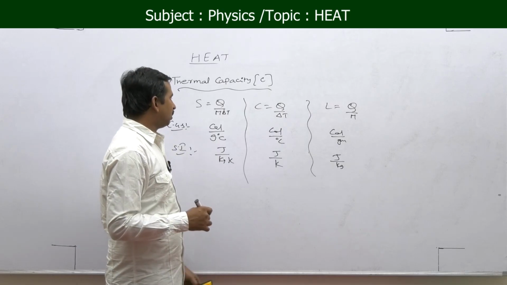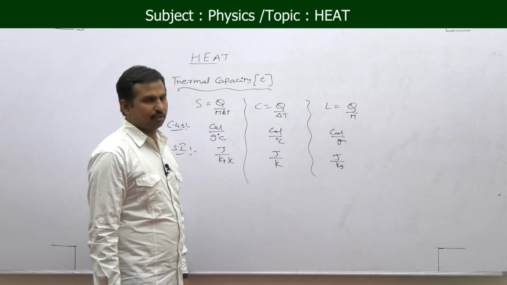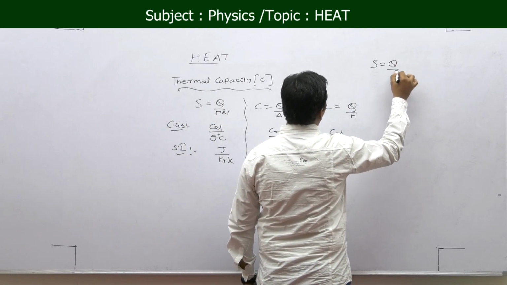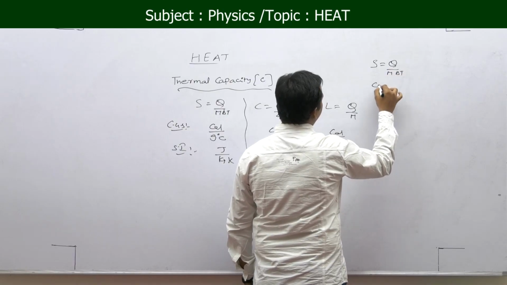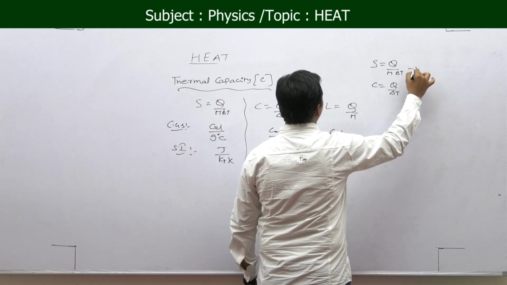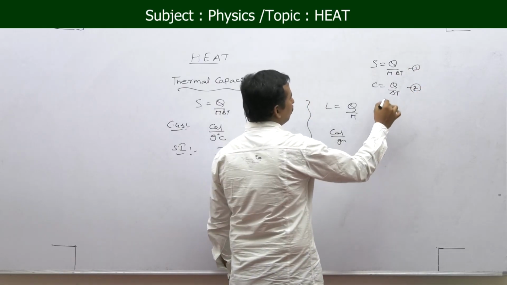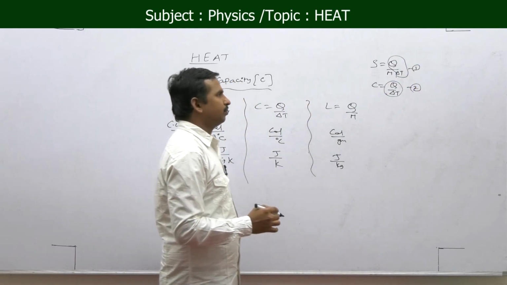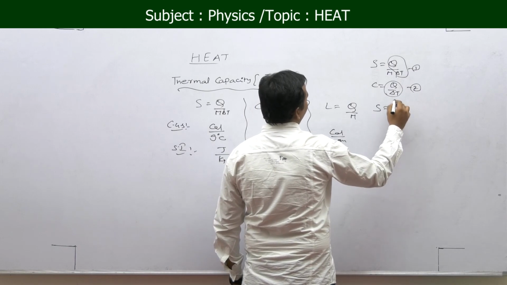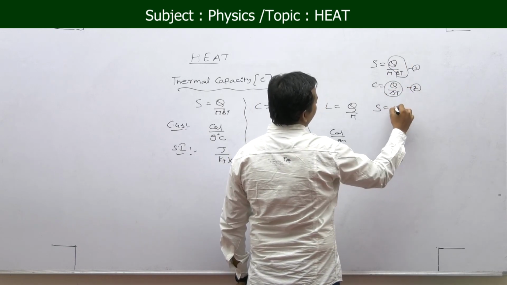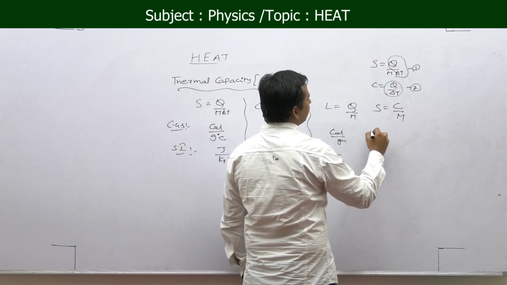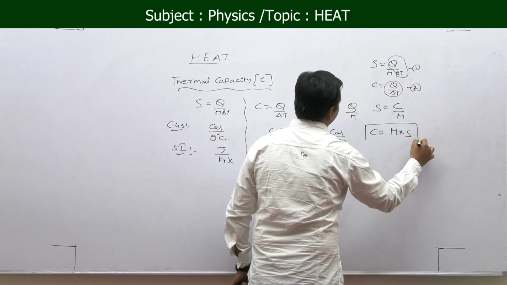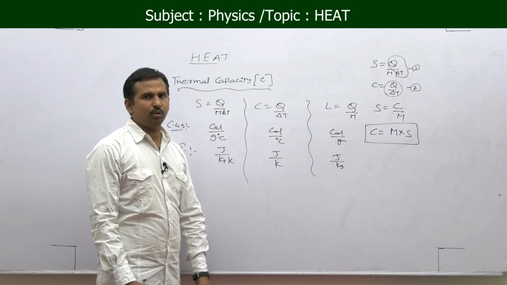Not only that, if you observe, there is a relation between C and S. S is equal to Q by M delta T, but C is equal to Q by delta T. If you observe, Q by delta T is nothing but C. Then S is equal to C by M. So the relation between them is C is equal to M into S.